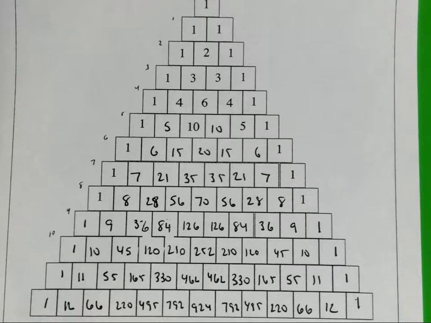1 plus 2 is 3. 2 plus 1 is 3. Start with 1. 1 plus 3 is 4. 3 plus 3 is 6. 3 plus 1 is 4. Start with 1. 1 plus 4 is 5. 4 plus 6 is 10. 6 plus 4 is 10. 4 plus 1 is 5. Start with 1. 1 plus 5 is 6. 5 plus 10 is 15. 10 plus 10 is 20. 10 plus 5 is 15. 5 plus 1 is 6. You see how the pattern works.